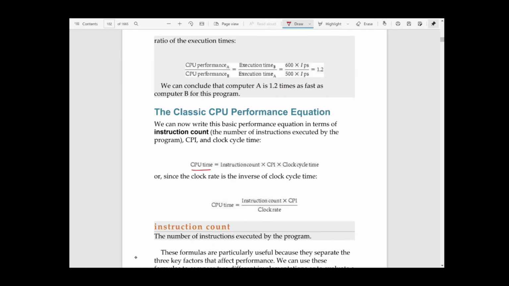Now coming to this classic CPU performance equation. How to calculate CPU time? Instruction count into CPI. If we go only for these two parameters, what are they giving us? They give us the total CPU cycles required to execute a program, right? And for CPU time, if we know the total cycles, what extra thing is required? The time required for each cycle, which comes from the clock cycle time. So multiplying these three parameters, you get CPU time. Or instead of clock cycle time, if you want to use clock rate, then instruction count into CPI divided by clock rate. I hope you understood all these terms: instruction count, CPI, and clock cycle time or clock rate.